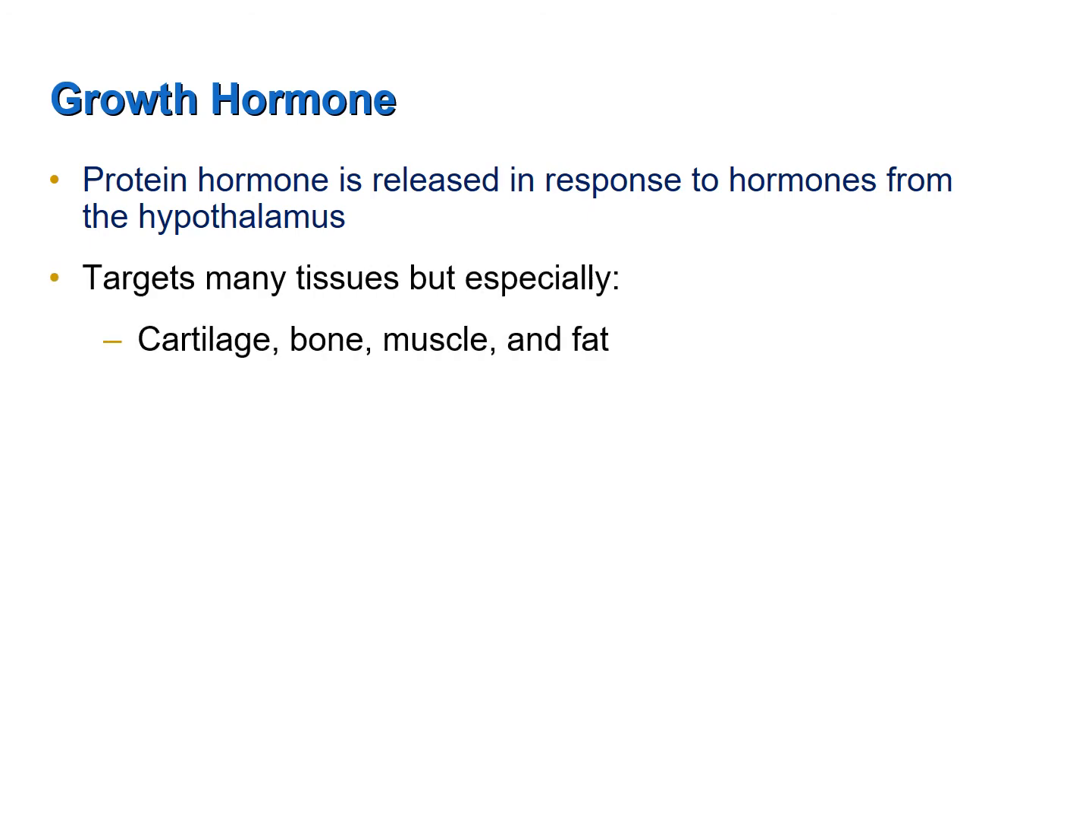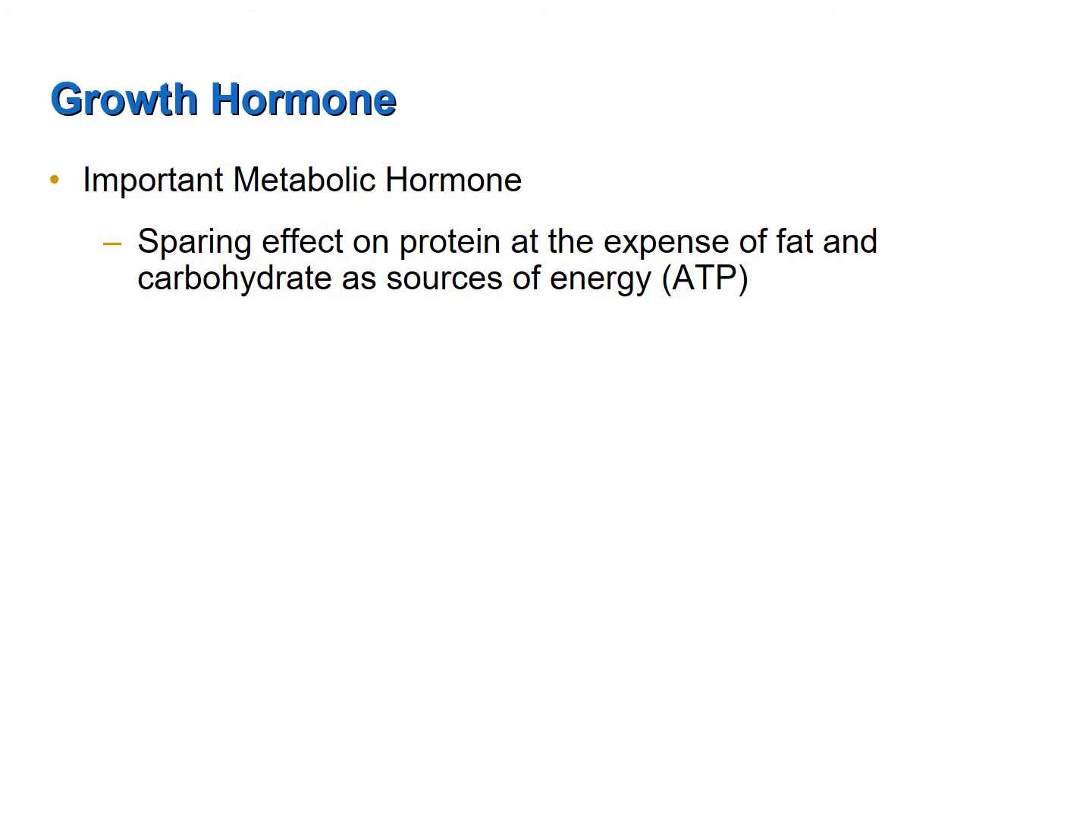Growth hormone targets many tissues of the body, but especially cartilage, bone, muscle, as well as adipose tissue. And overall, growth hormone promotes the growth and repair of the tissues that it targets. Growth hormone is a very important metabolic hormone. It has a sparing effect on protein because it causes the body to utilize fat and carbohydrate even more as a source of energy, or ATP.